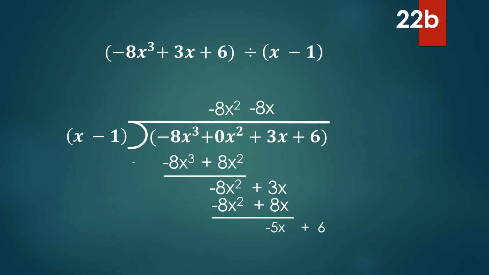Then you have to multiply this x by negative 5 to give you negative 5x. Negative 5 times x gives you negative 5x. Negative 5 times negative 1 gives you plus 5. You subtract: negative 5x minus negative 5x is 0. 6 minus 5 is 1. So your remainder is 1.